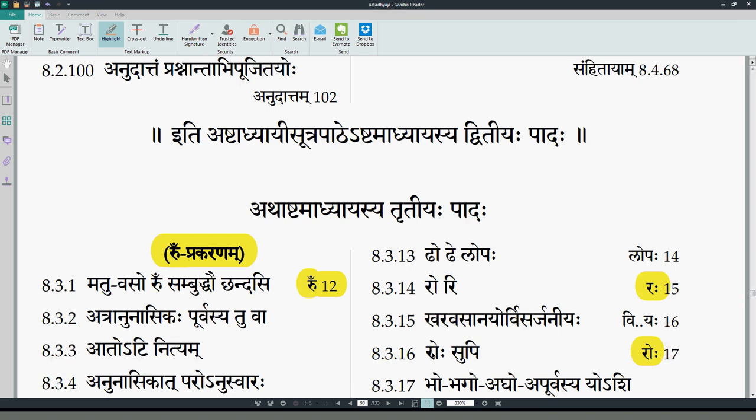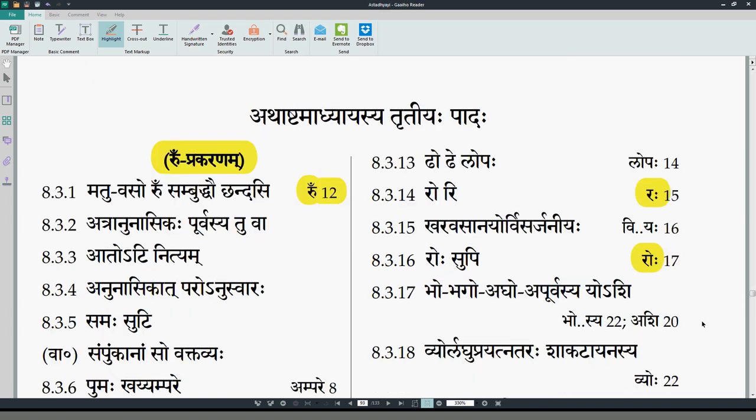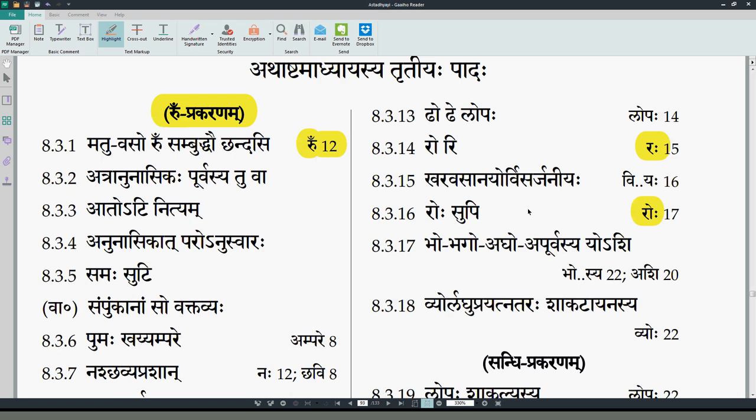So this Ro is Raha. This Roho is for Ruhu, this is for Ru. So there may be many sutras where Ro may be used, Roho may be used. There's a difference between Ro and Roho. And that is the difference between Raha and Ruhu. This is Ru, which is Raha. And this is for Ruhu, which is Roho.